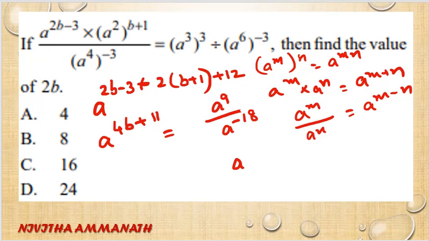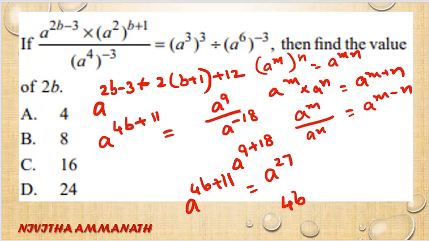So a raised to 9 plus 18, because a raised to m by a raised to n is a raised to m minus n, that is a raised to 9 minus of minus 18. Minus of minus means plus. So a raised to 9 plus 18, that is a raised to 27. So we have to calculate 4b. A raised to 4b plus 11 equal to a raised to 27. So 4b plus 11 is 27. So 4b equal to 27 minus 11. 27 minus 11, that is 16.